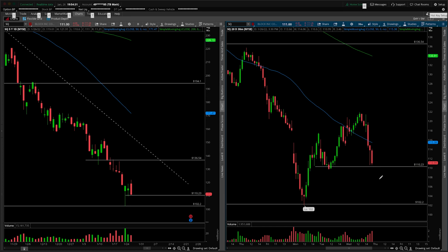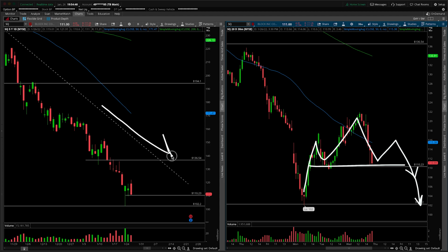102.20 is the number. If it's going to turn around, it's really got to hold this area here and then produce a higher high. If we don't produce a higher high, then the risk in Square right now is the fact that this potentially turns into a head and shoulders. This is now your neckline. And again, breakdowns here easily take us to Monday's low, if not lower, just continuing the daily downtrend. So that's the risk inside of Square in terms of a pattern perspective.